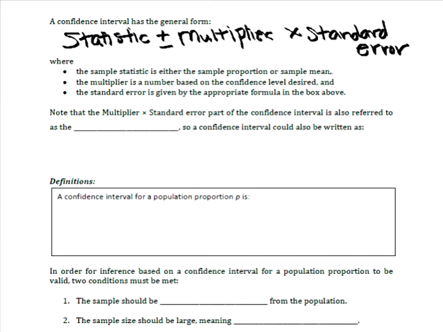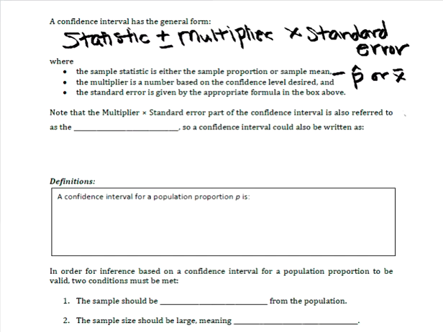So far, we have looked at the statistics p hat for the sample proportion and x bar for the sample mean. We will use these two as our statistics when we go to make our confidence intervals over the next two sections. The multiplier is a value that's based off of our confidence level that's desired.